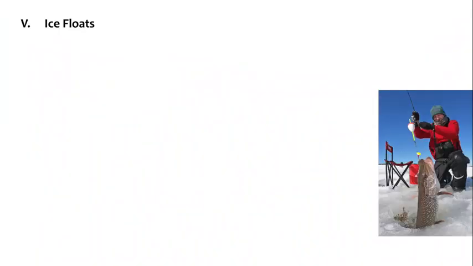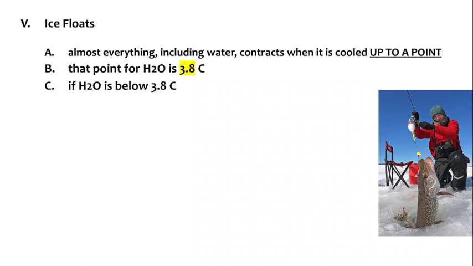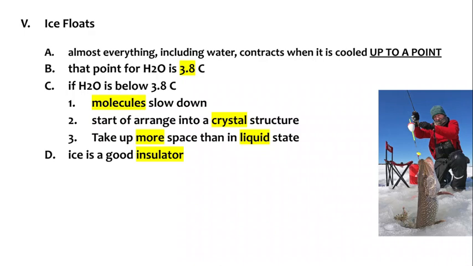And then finally, ice floats. Duh, right? But the reason is because almost everything, including water, will contract when it's cooled up to a certain point. And for water, that point's about 3.8 degrees Celsius. Okay, just barely above freezing. If the water is below 3.8, the molecules begin to slow down. Remember, molecules are constantly moving. They begin to slow down. They're going to start to arrange in a crystal structure, which we would call ice. They're going to take up more space than in a liquid state, and that causes the ice to float.